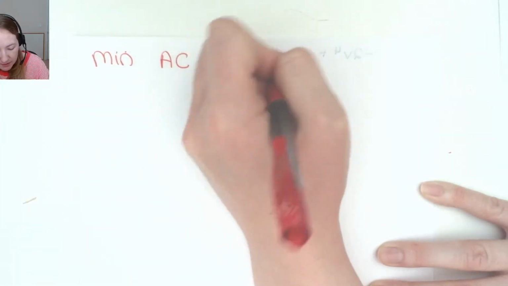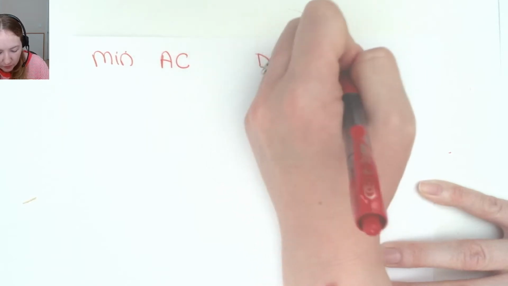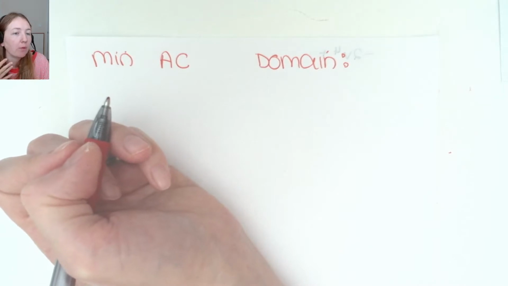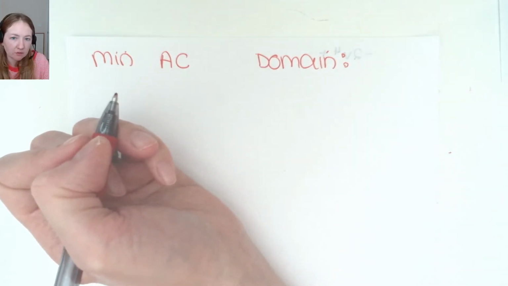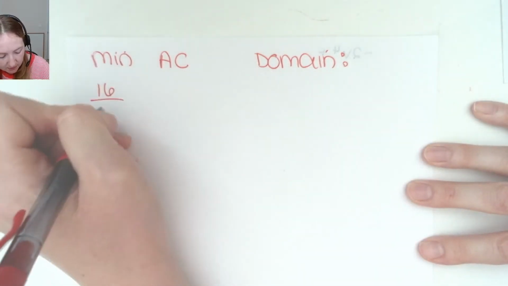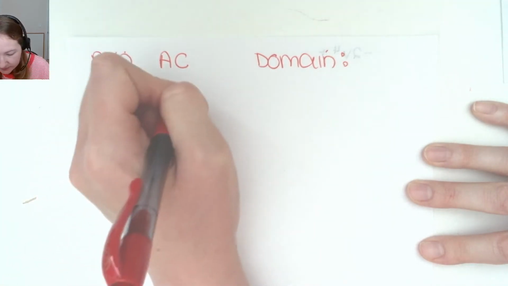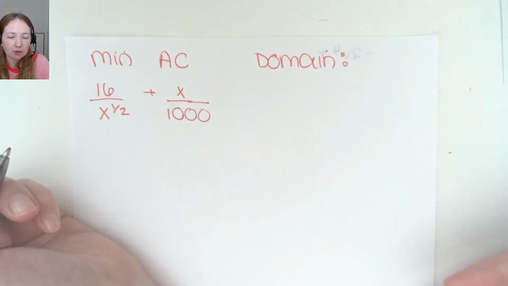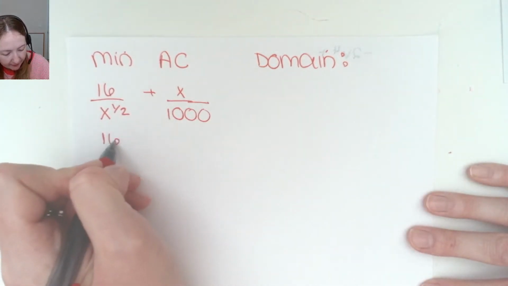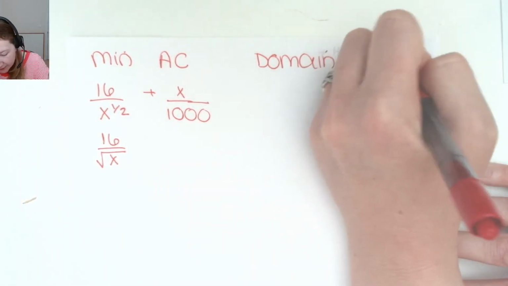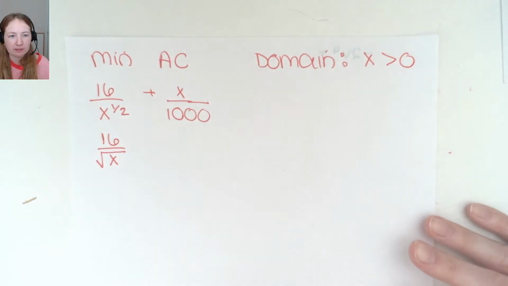And so at the beginning of the problem, if you say, well, what is going to be my domain of this function? Again, that's usually what we're supposed to do when we are trying to minimize a function. So if you think about what the average cost function looked like, remember the average cost function was 16 over x to the 1/2 plus x over 1,000. So if I looked at this function and said, what is the domain? Because I have a square root in the denominator, I would say that all of my x values need to be strictly greater than 0.